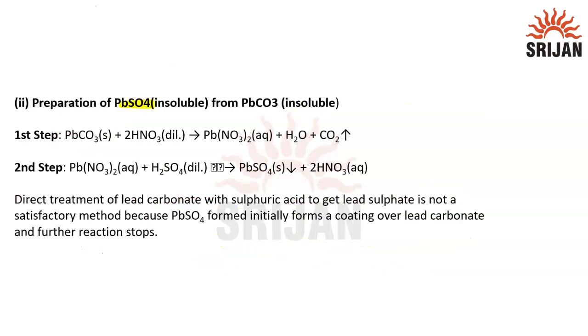Then second, we have preparation of lead sulfate from lead carbonate. In the first step, lead carbonate reacts with nitric acid to produce lead nitrate along with water and carbon dioxide. In the second step, lead nitrate reacts with dilute sulfuric acid and we get lead sulfate, an insoluble salt, and we get back nitric acid. The direct treatment of lead carbonate with sulfuric acid to get lead sulfate is not a satisfactory method because lead sulfate initially forms a coating over lead carbonate and the further reaction will stop. I hope it is clear to you. Thank you.